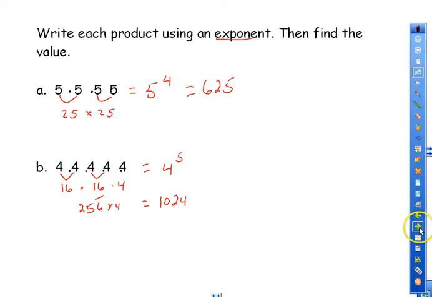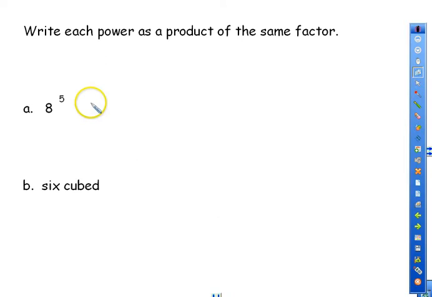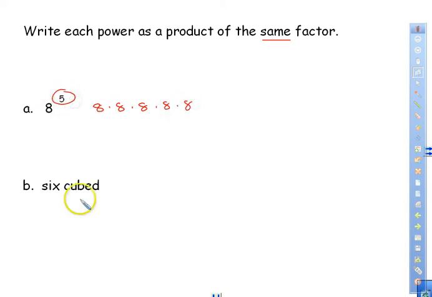So again, keep checking your answers. If you have questions, you can ask them tomorrow. Write each power as a product of the same factor. You're writing these out. So same factor, it is 8 times 8 times 8 times 8 times 8. There are 5 of them. That's what that exponent's telling us. And 6 cubed, remember 6 cubed is 6 to the 3rd power. That is not what they're asking though. Write them out. So it's 6 times 6 times 6.